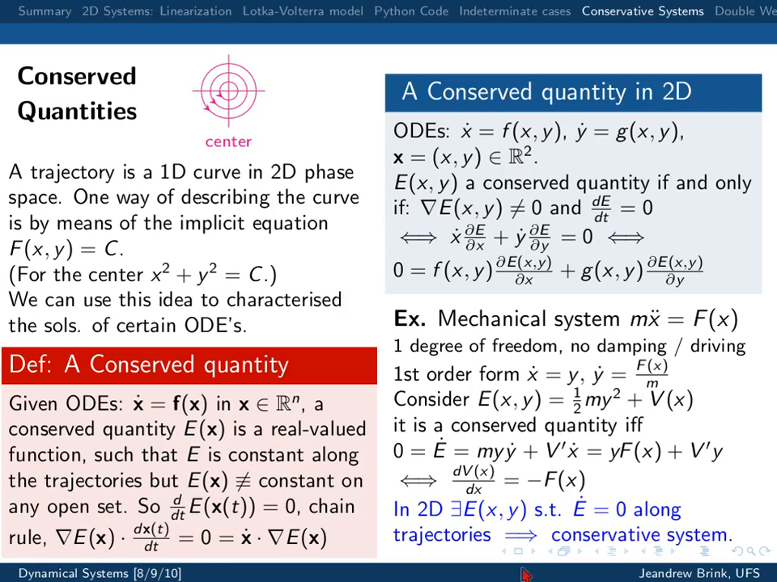So, in 2 dimensions, we're going to say that for a differential equation in 2 dimensions, if a conserved quantity exists such that E dot is 0 along the trajectories, that is what we're going to call a conservative system. Okay, it's just a definition. This is not true in 3 dimensions. In 3 dimensions, you need at least 2 of these functions in addition to the differential equations to get a conservative system.